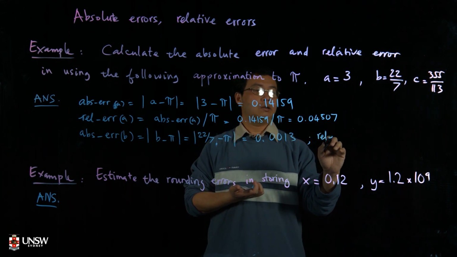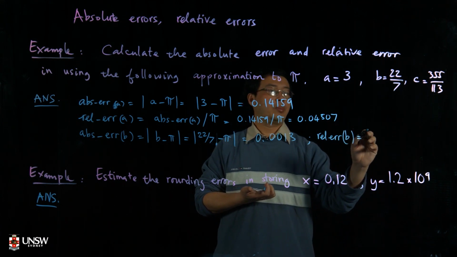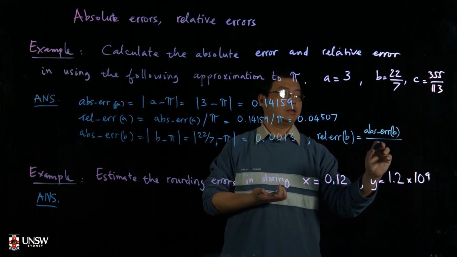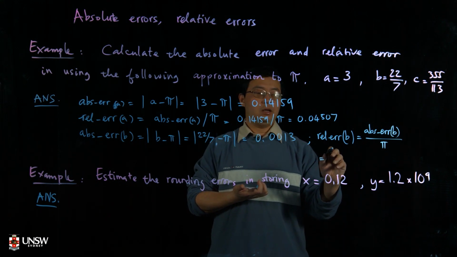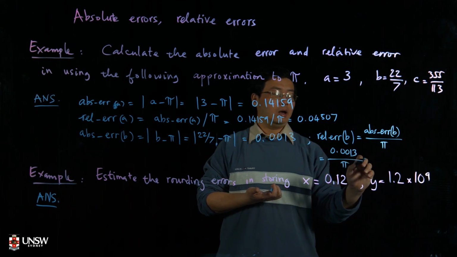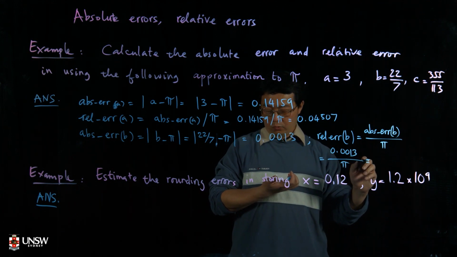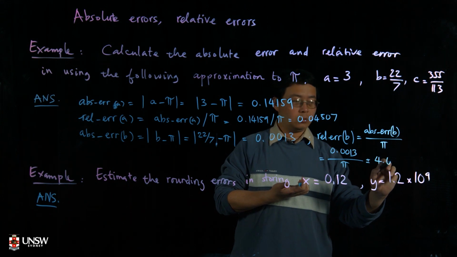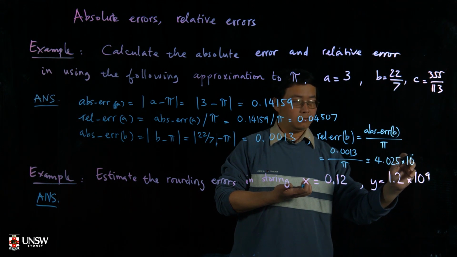Okay, and then the relative error will be the absolute error divided by the exact value. So in our case, this will be 0.0013 divided by pi. You plug it into the calculator, and the result will be around 4.025 times 10 to the minus 4.